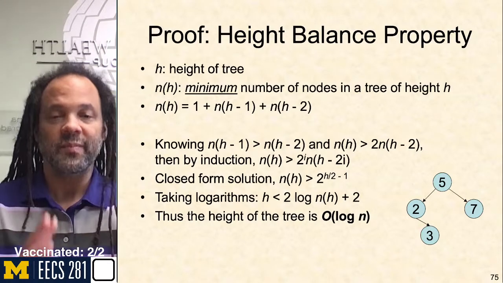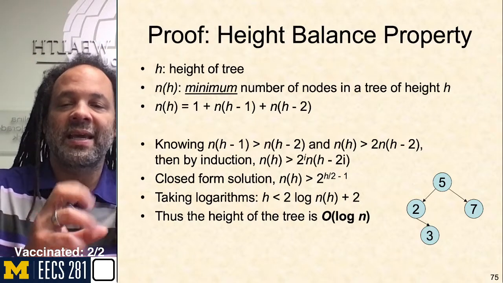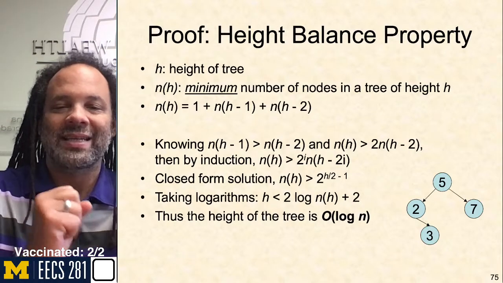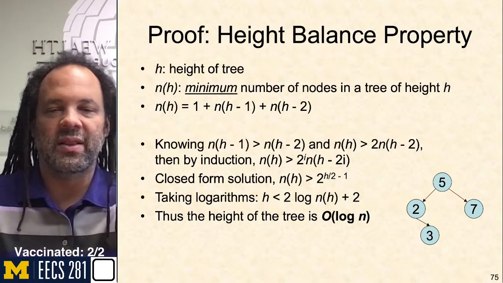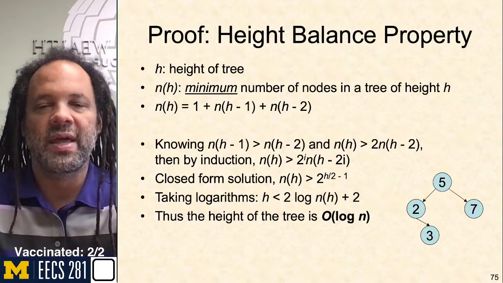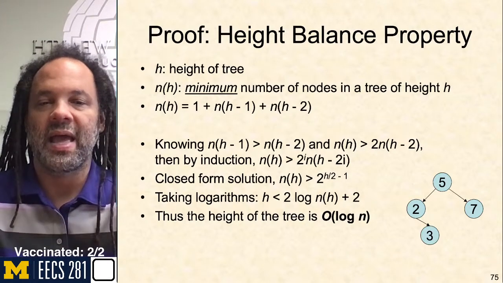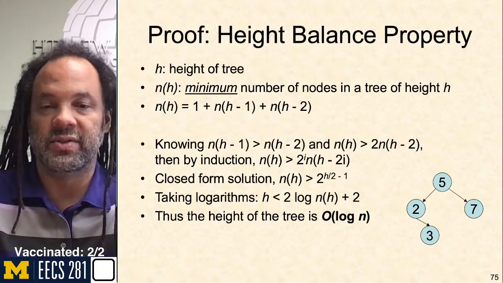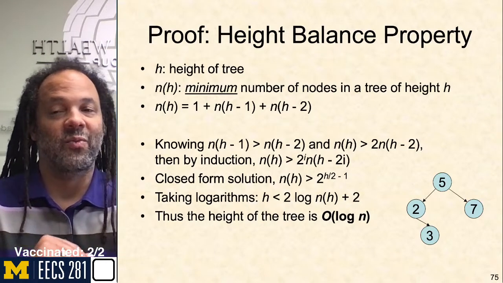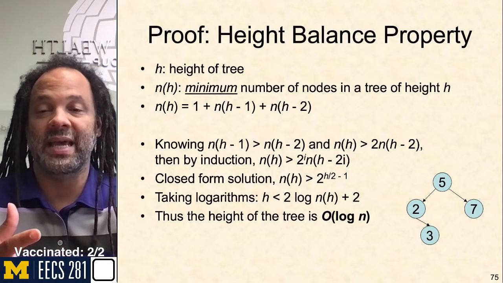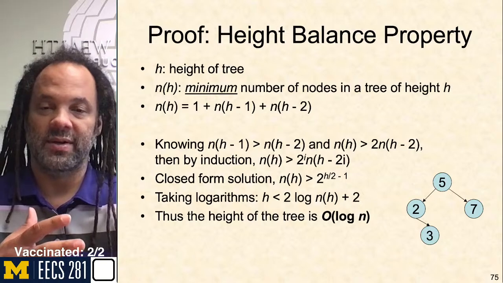I'm telling you. But this leads us to something that I can then get to a place where I can take a logarithm. I've got 2 to the h over 2 minus 1. So it turns out if I take the log of those two sides, I end up with h being less than 2 times log of n of h plus 2, right? Like I said, you're not going to be responsible for this on the exam, but I wanted to give you a feel for it.